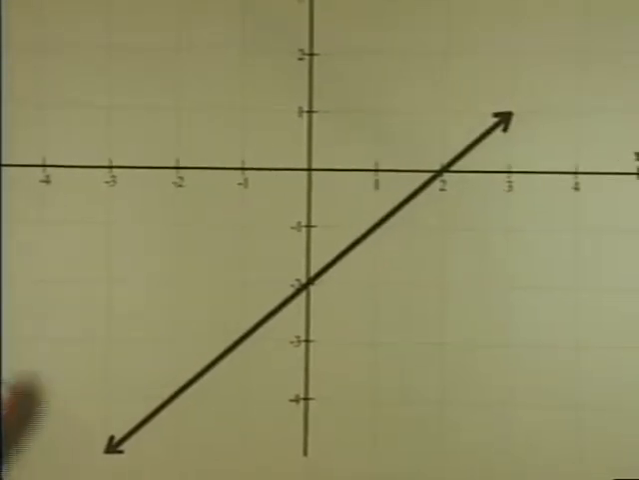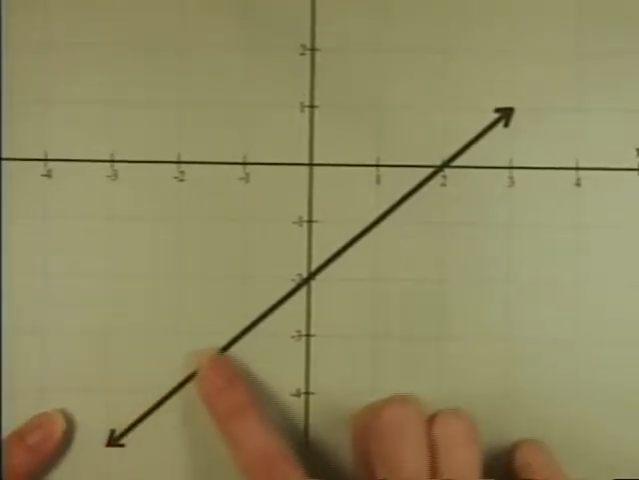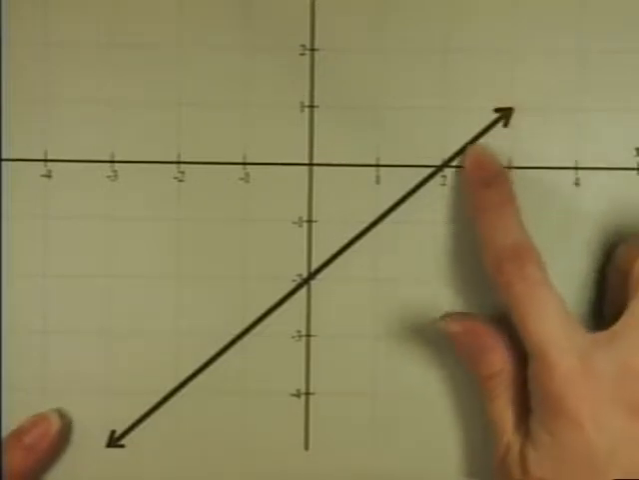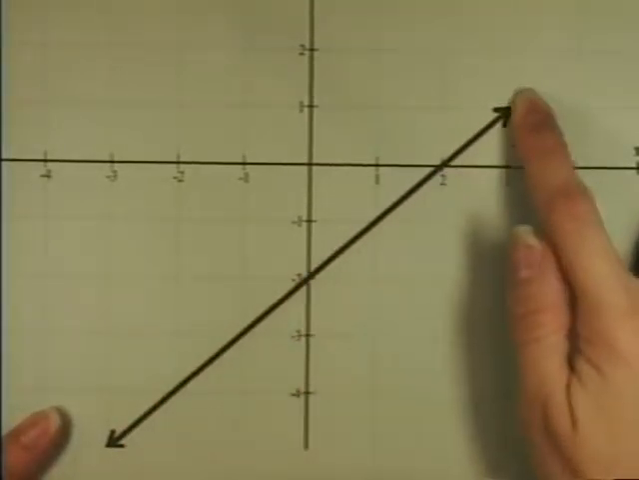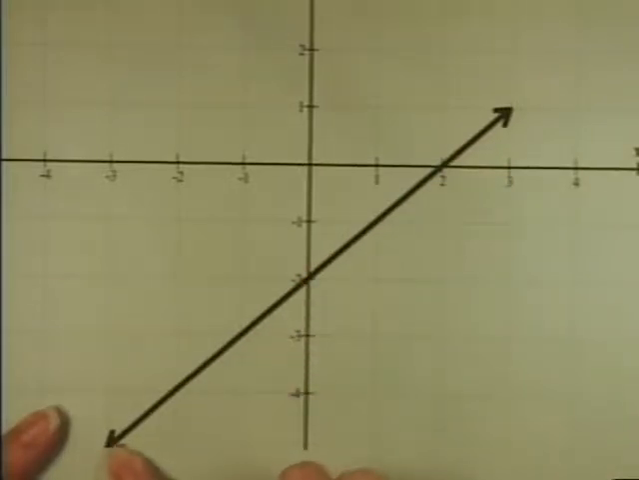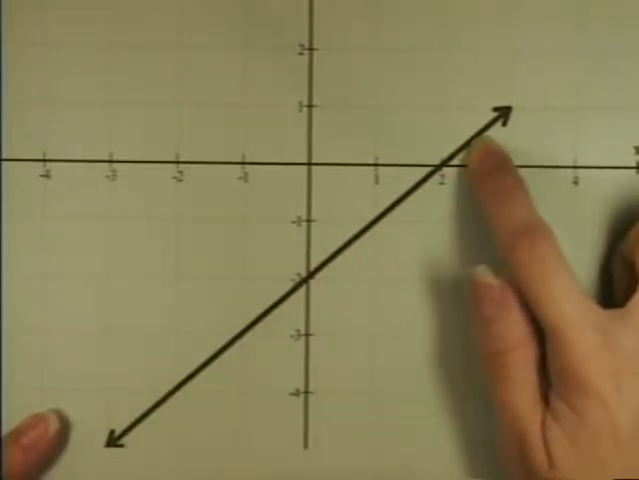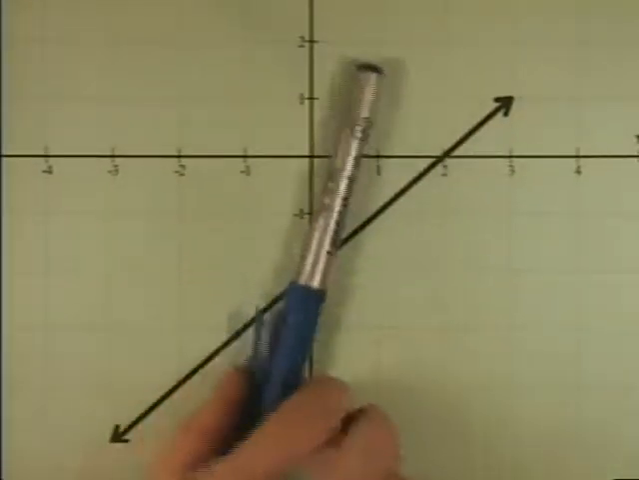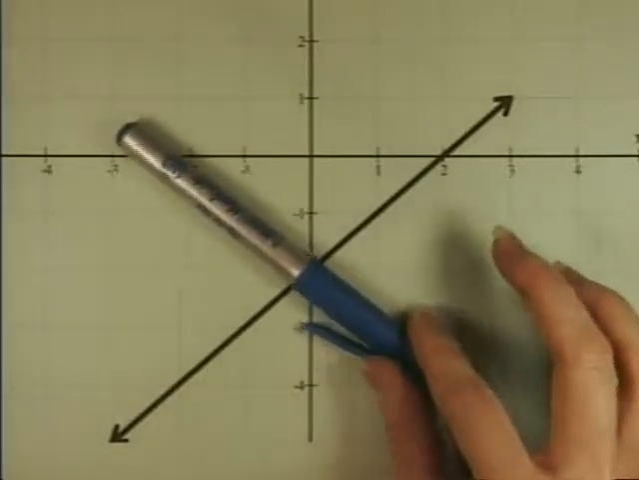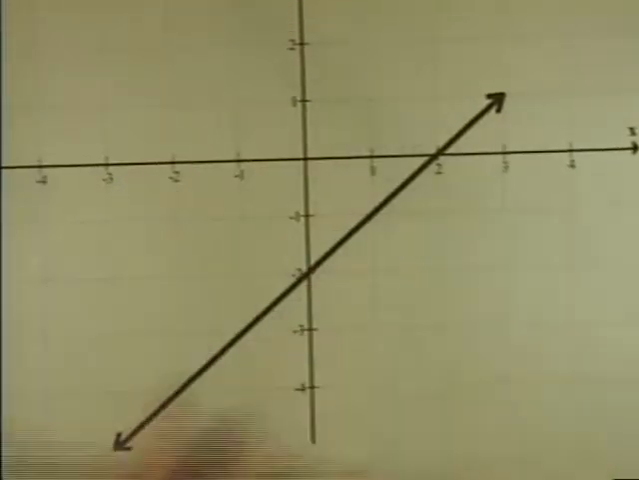Okay, now I'm going to ask you to give me the equation of this line. Just by looking at this line, can you tell me if it's got a positive slope or a negative slope? Positive slope, because remember, when it's going up towards the right, it's positive. When it's going the other way, it's negative. So for sure it's a positive slope.